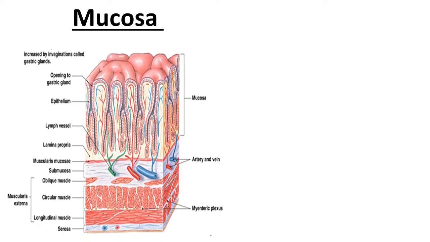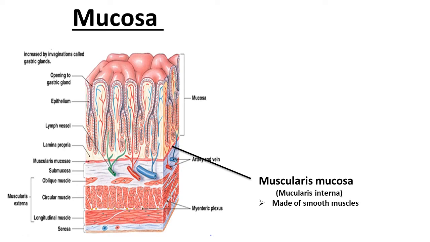The fourth layer is mucosa. So when we look closer at the mucosa, the mucosa further contains three layers. The first layer is called muscularis mucosa or muscularis interna. It is made up of smooth muscles. The function of this layer is to break down food.